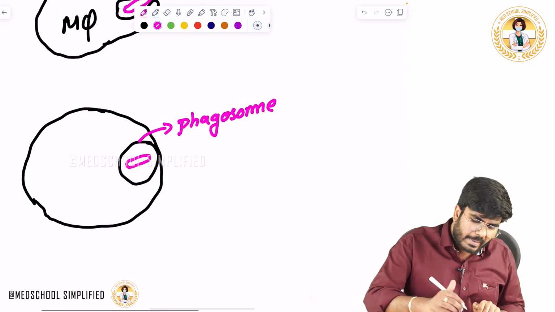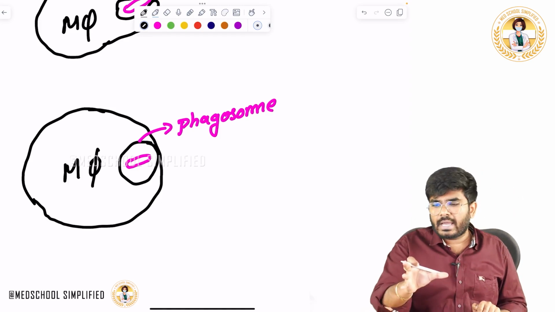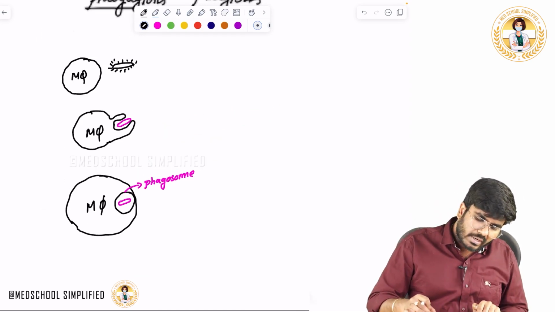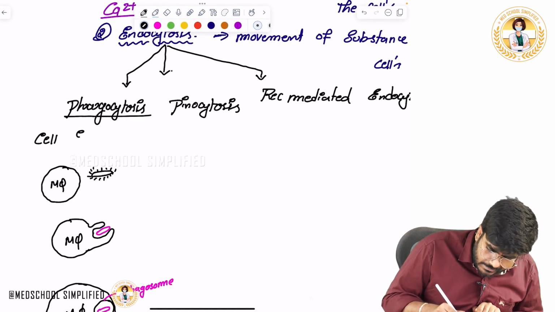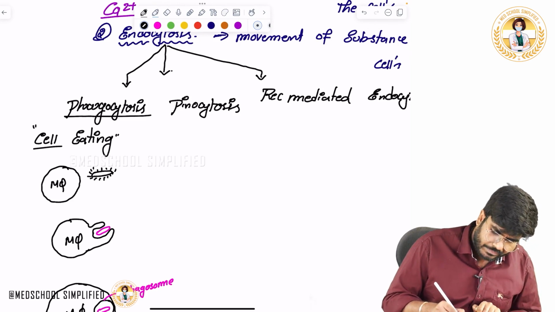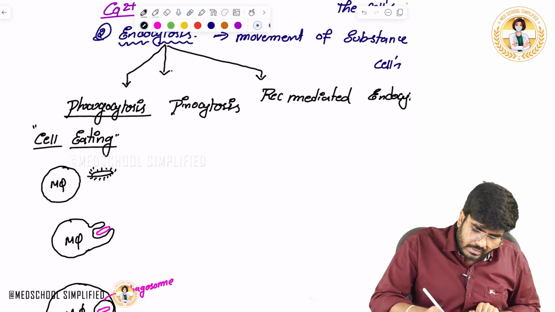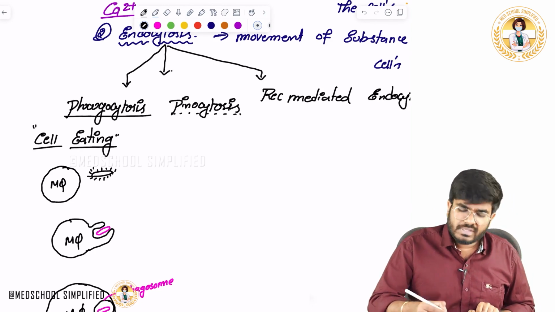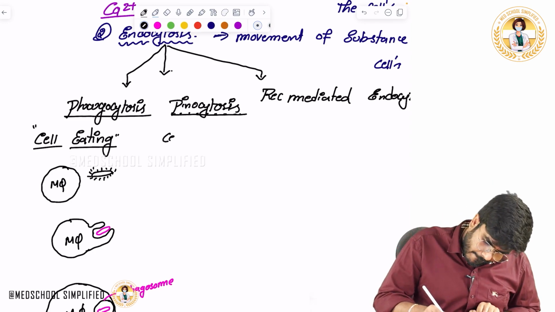Okay, so what has this macrophage done? The macrophage got hungry and has taken in the bacteria. This is called cell eating. Phagocytosis means cell eating. Who does that? Neutrophils, macrophages, these phagocytic cells. And after eating, we'll have the feeling of thirst. So pinocytosis is cell drinking.